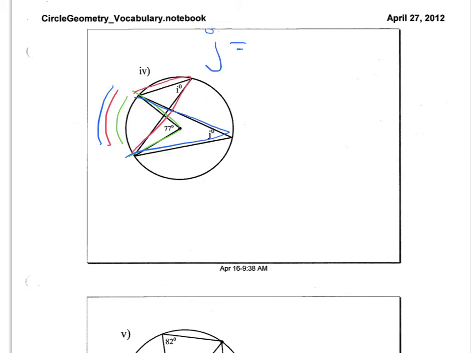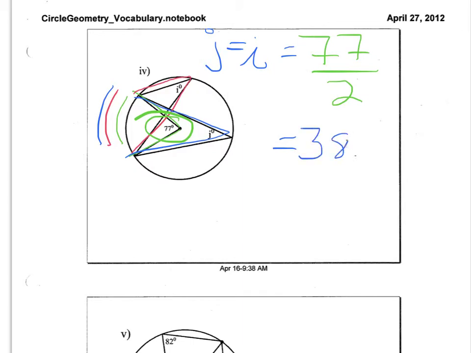So J is going to equal I, which will equal half of your central angle. So 77 divided by 2. So J and I will both equal 38.5 degrees. Again, remember, in this unit, if you have decimal places, just round to the nearest tenth. Don't round to a whole number. Leave that one decimal place.